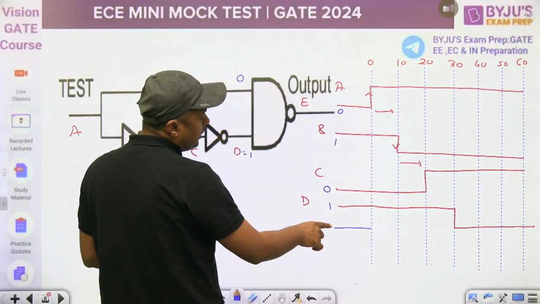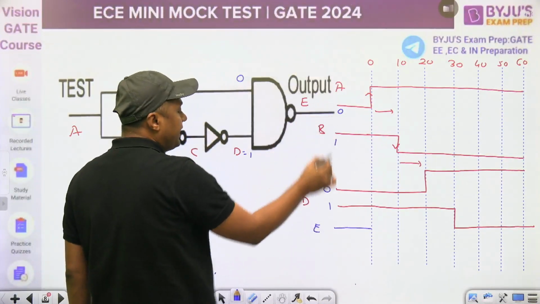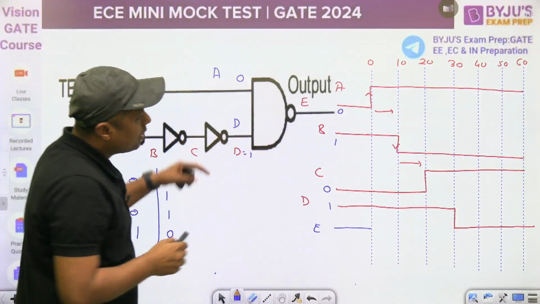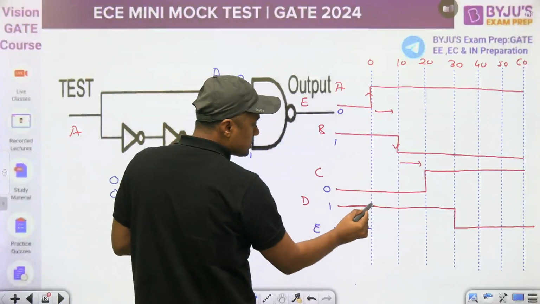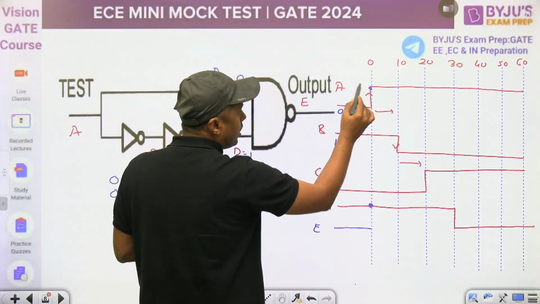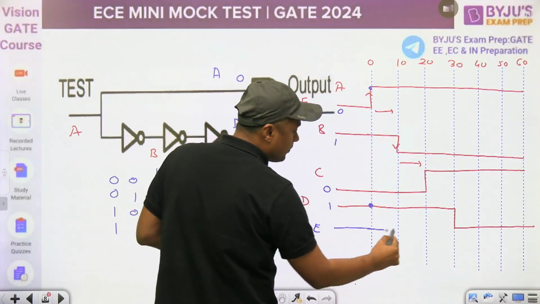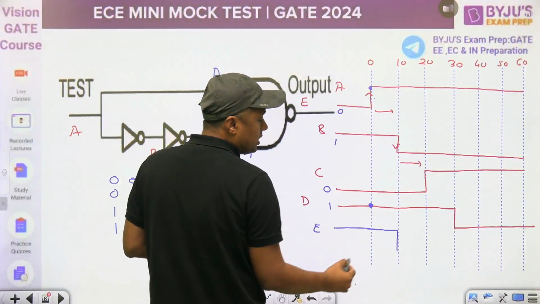Now what are the inputs to the NAND gate? It depends upon A and D. A and D are the inputs. And that's why when A becomes 1, D is also 1. Watch this. A is 1, D is 1. 1, 1, there is a transition. After 10 nanosecond, it will become 0. Because of this transition, after 10 nanosecond, it will become 0.